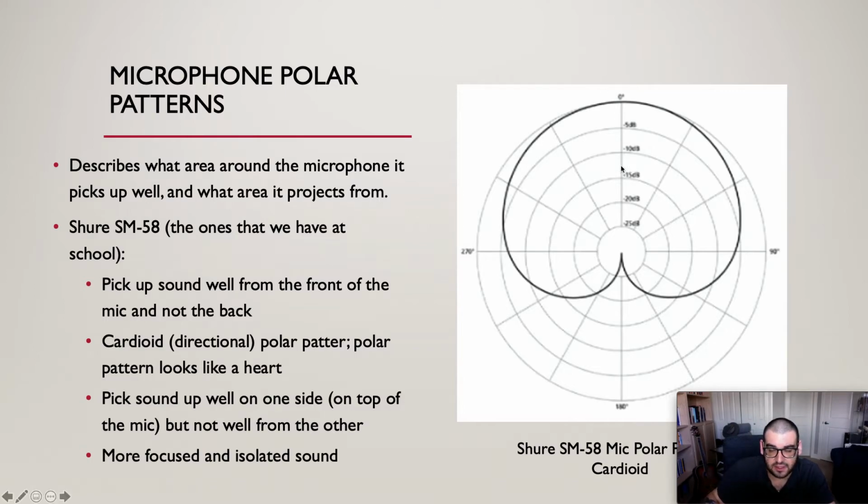And so when we take a look at the polar pattern for the Shure SM58, you can see that it is picking sound up from the front, at 0 degrees up here. This is the front of the microphone. 180 is the bottom end of the microphone. And it picks up sound mostly in the front. And we call this cardioid polar pattern or directional polar pattern, where sound can only be picked up from one certain direction. And it looks very much like a heart. The cardioid pattern is a heart.